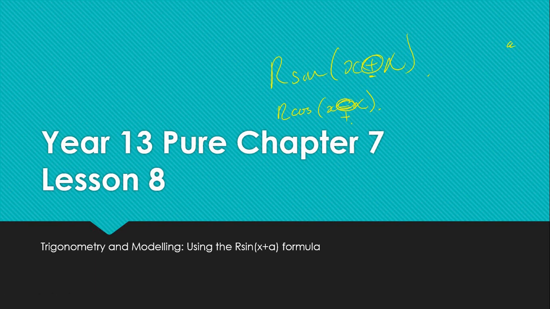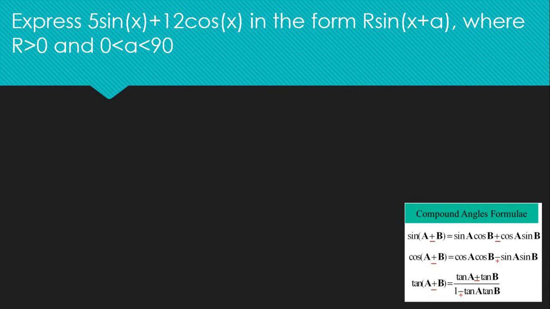Right, let's get cracking. So we've got: express 5 sin x + 12 cos x in this form here. Looking at this is annoying because you've got two different trig ratios in there. They're not combined. Neither of them is squared, so you can't turn one into the other using the year 1 formula. But we'd be able to get it into this form here, which is brilliant.